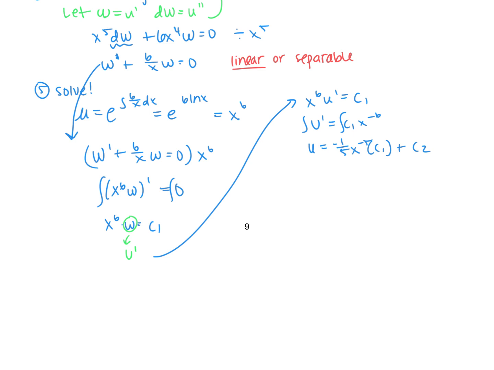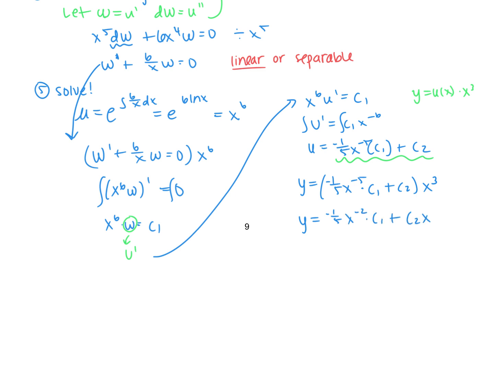And now we're going to need to do some substituting again. If we recall, we defined our y to be u of x times x to the 3rd. So here is our u of x. So then we're going to find that y is negative 1/5 x to the negative 5th times some constant c1, add c2, all of that multiplied by x to the 3rd. So we get our y then to be negative 1/5 x to the negative 2nd times our constant c1, add c2 x to the 3rd.